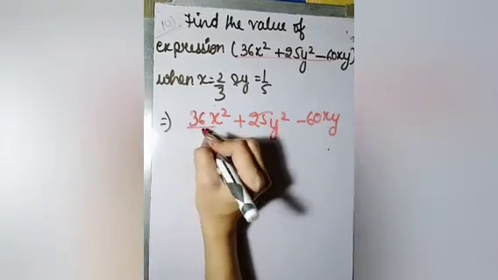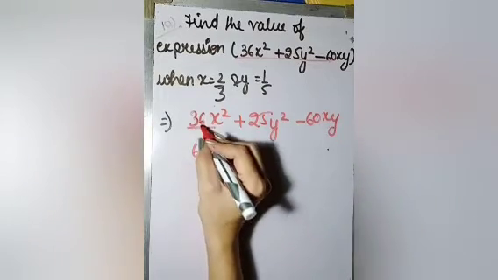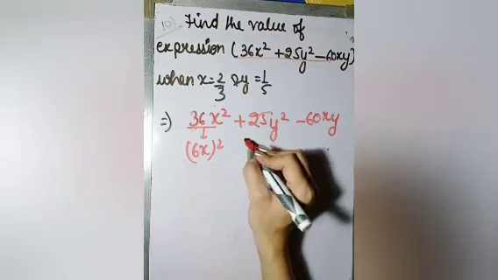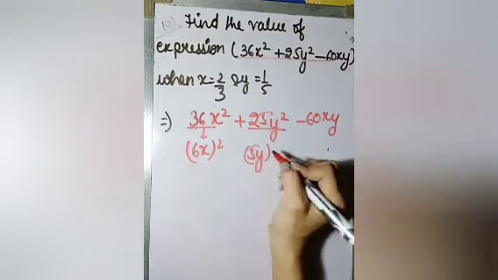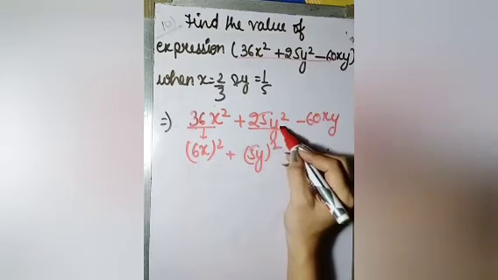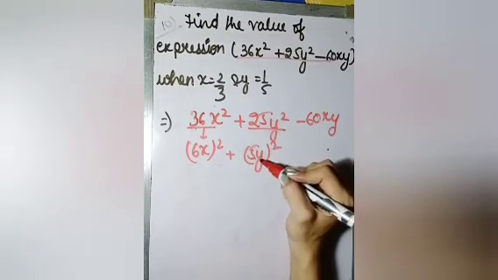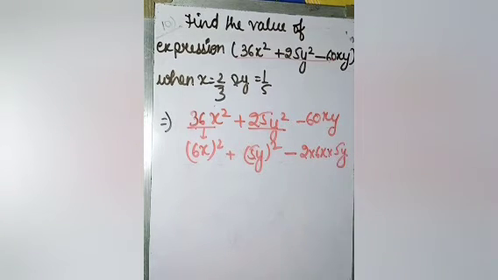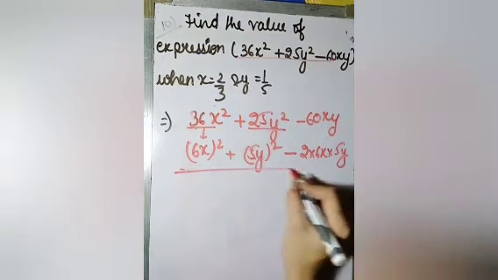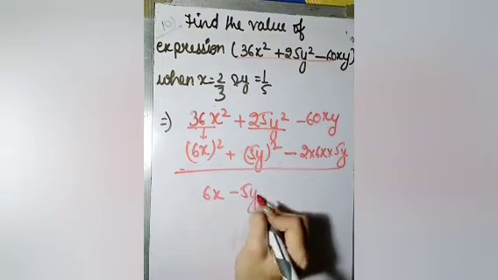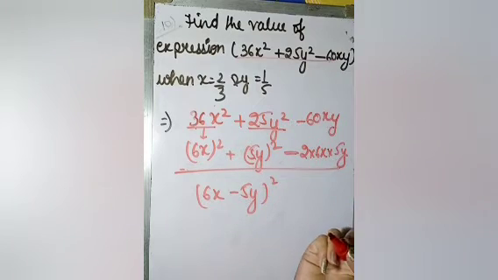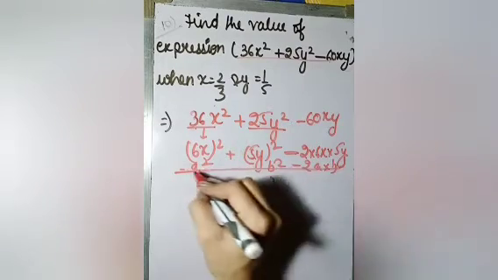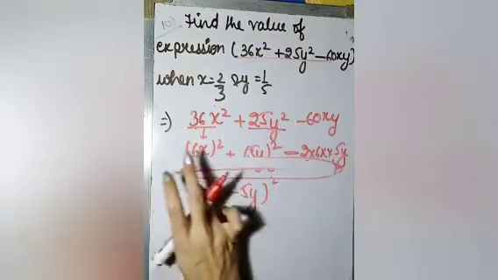Now if you look here, 36 is the square of 6, so 36x square means (6x) square. Here 25y square, 25 is the square of 5, and y square is the square of y. Now this is 2 into 6x into 5y. Isn't it like that? Now how can we write this? (6x minus 5y) whole square. The sign was minus. This is a square plus b square minus 2ab. This identity is used here.